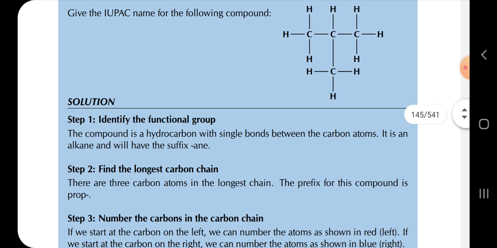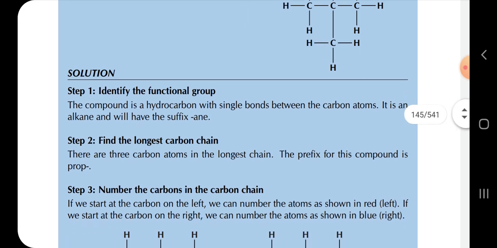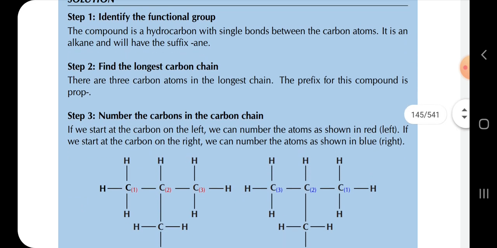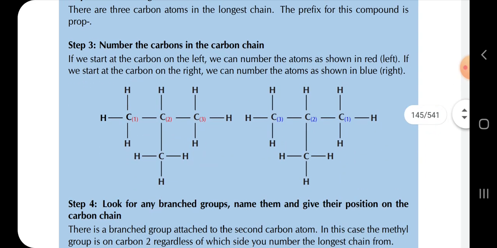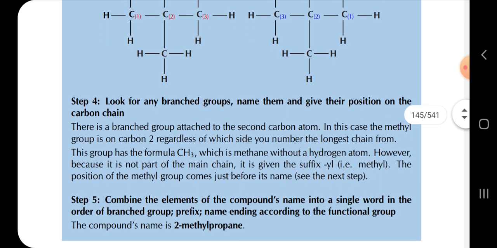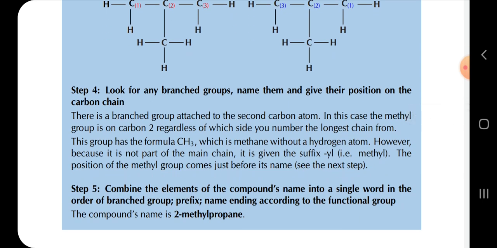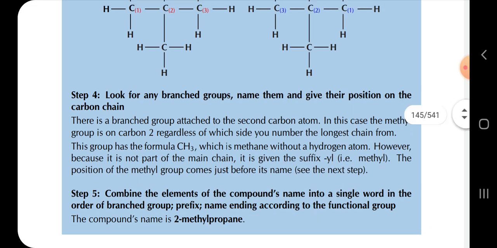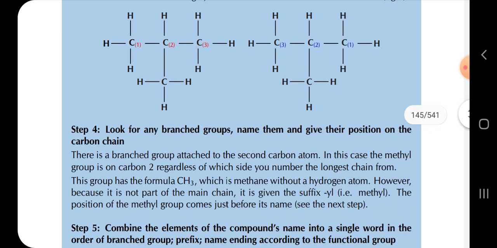Find the longest carbon chain. In the longest carbon chain, we have 3 carbons. Then number the carbons in the carbon chain. They have numbered them: 1, 2, and 3. We only have 3. Remember that the one going down from number 2 is the branch. Then look for any branched groups, name them, and give the position on the carbon chain. There is a branched group attached to the second carbon, as you can see. In this case, the methyl group is on carbon 2, regardless of which side you number the longest chain from.